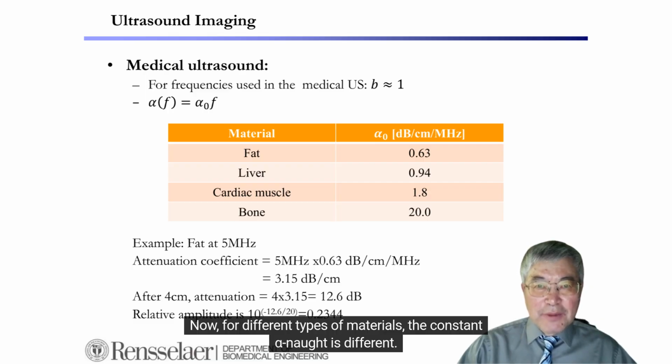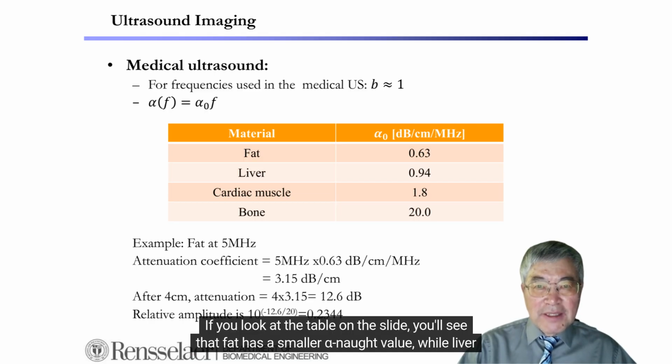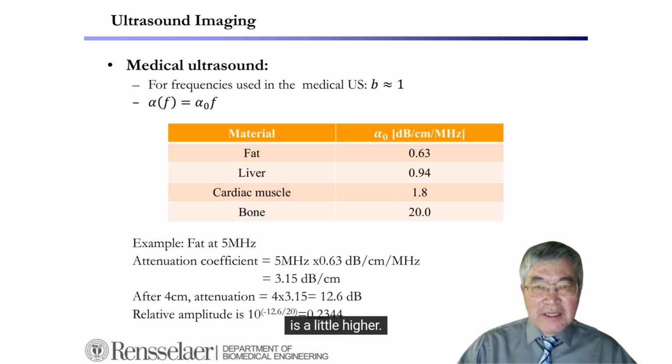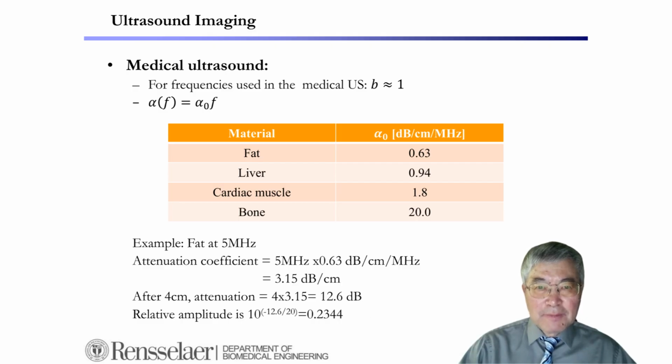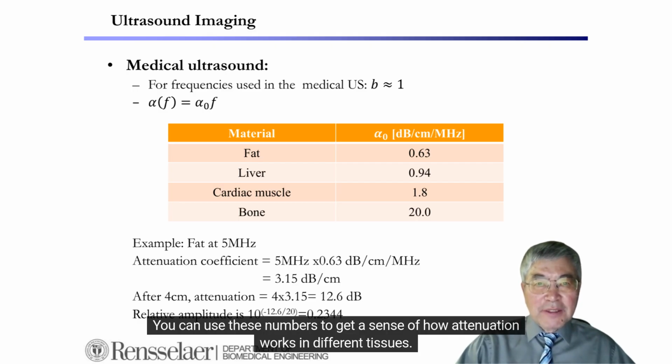Now, for different types of materials, the constant alpha naught is different. If you look at the table on the slide, you'll see that fat has a smaller alpha naught value, while liver is a little higher. Cardiac muscle is higher still, and bone has a very large value, meaning sound doesn't penetrate bone very well. You can use these numbers to get a sense of how attenuation works in different tissues.